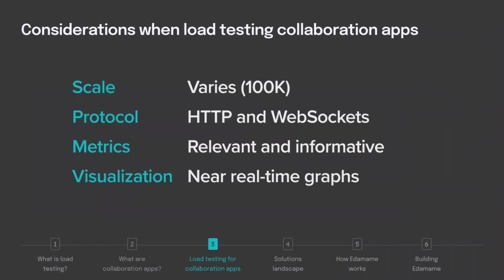So to summarize, an effective load tester for collaboration apps should have the following characteristics. We're looking at a scale of virtual users in about the six-figure range, which means a distributed architecture. Those virtual users should be able to simulate both HTTP and WebSocket traffic to ensure that the application architecture is being tested. And metrics relevant to the concerns of both those protocols should be collected. Finally, providing near real-time data visualizations will give users access to how that test is performing sooner in case performance starts to degrade.